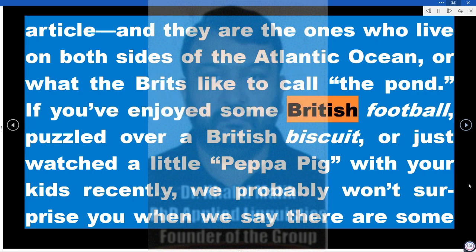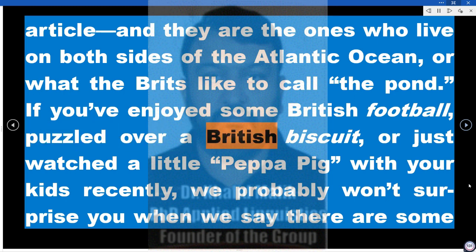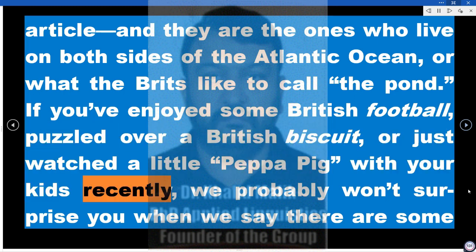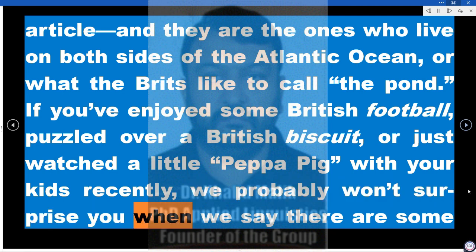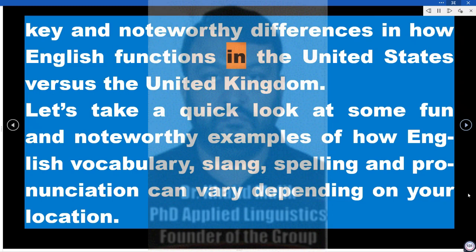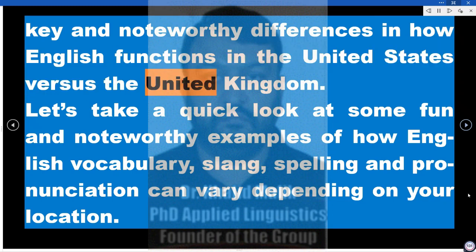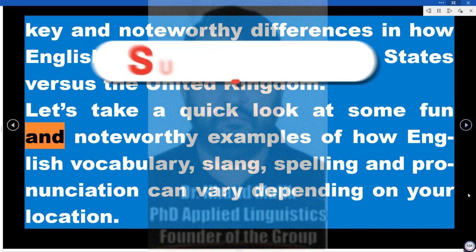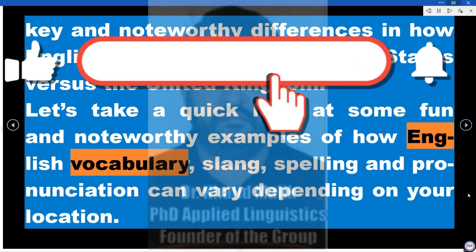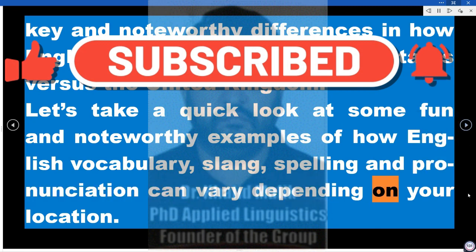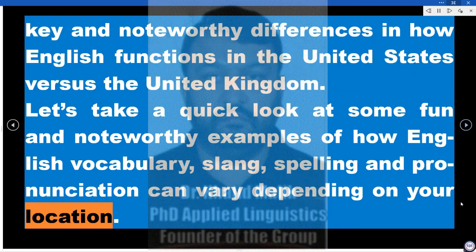If you've enjoyed some British football, puzzled over a British biscuit, or just watched a little Peppa Pig with your kids recently, we probably won't surprise you when we say there are some key and noteworthy differences in how English functions in the United States versus the United Kingdom. Let's take a quick look at some fun and noteworthy examples of how English vocabulary, slang, spelling, and pronunciation can vary depending on your location.